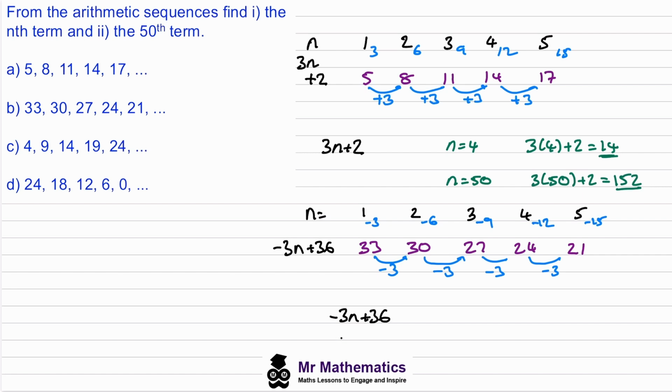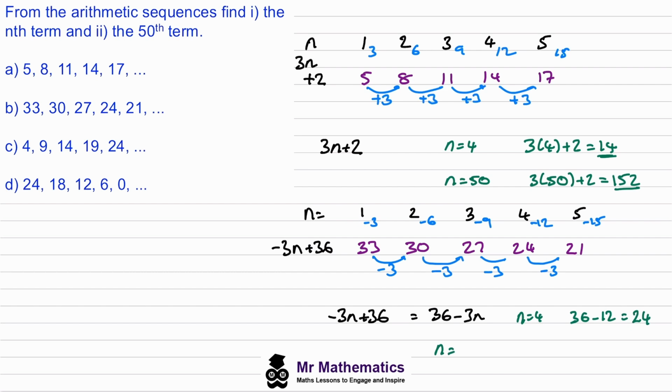Now with algebra, it's a good idea to not start with a negative, if that's possible. So we can say that this is equal to 36 minus 3n. And again, we'll just check this works. So when n equals 4, we get 36 minus 3n, which is 12, and this does give us 24, which it should. Okay? So when n equals 50, we've got 36 minus 3 lots of 50, which gives us 36 minus 150, which comes out as minus 114.